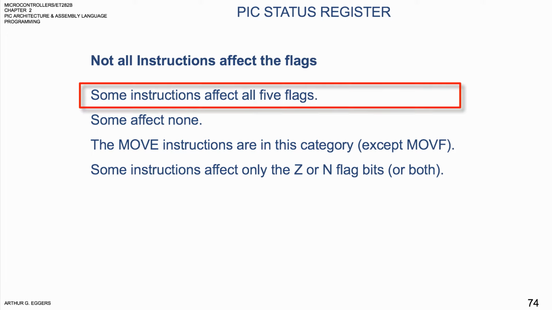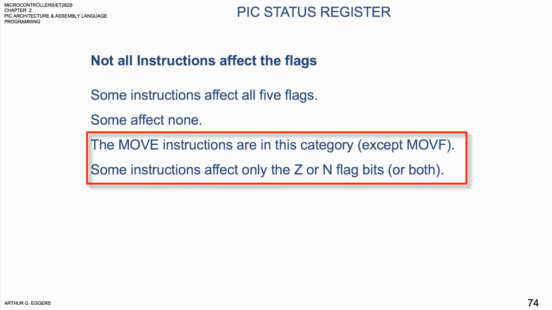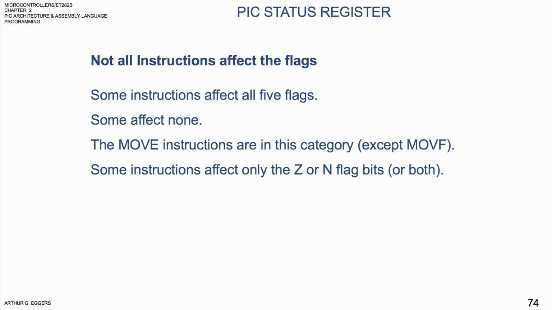Some instructions are not affected. Some instructions affect all 5 flags, C, DC, Z, OV, and N, but some instructions affect no flags at all. And we'll see a table later of some of these instructions, these commands, and you'll see some of them are not affected. The move instructions are one category, except the move F. Some instructions affect only the Z or the N flag bits, or both. The logic instructions then are in this category.